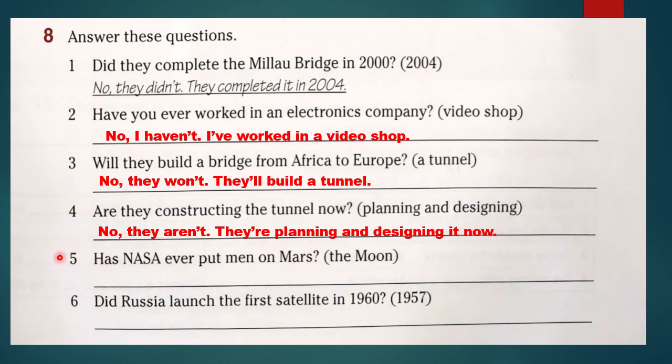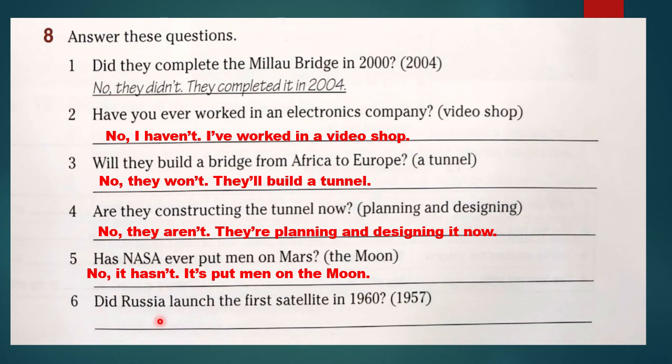Question number 5. Has NASA ever put men on Mars? On Mars, no. But on the moon, so no, it hasn't. It's put men on the moon, not on Mars. And it's here stands for it has. It has put men on the moon. Can you tell me what does the pronoun it here refer to? Yes, it here refers to NASA. It means NASA has put men on the moon.